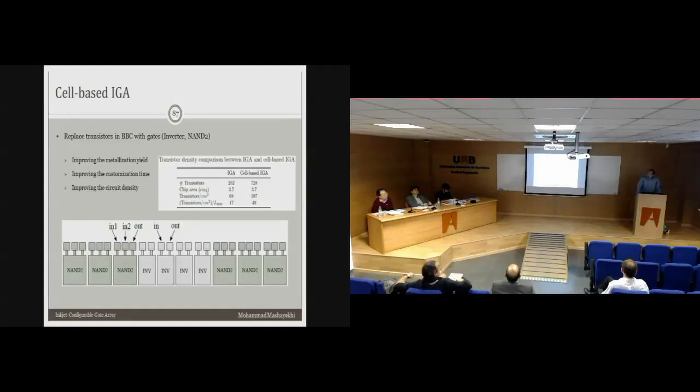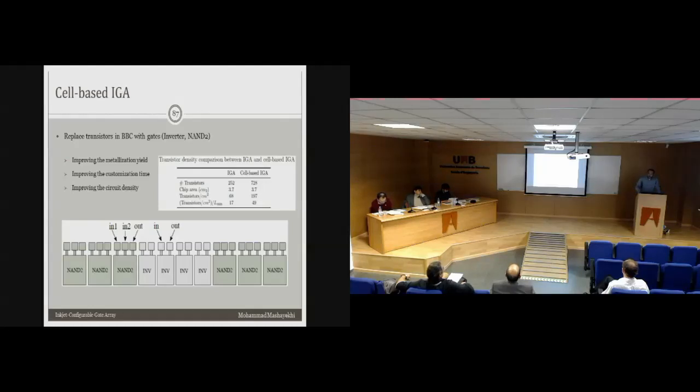Why? Because imagine we are going to have a multiplexer implemented inside the IGA. We need almost 50 drops in transistor-based IGA, whereas in cell-based IGA, we just need to connect 3 NANDs and 1 inverter. So this value is reduced to maybe 5 or 7 drops. When we are printing fewer drops, it means that we are increasing the metallization yield, we are reducing the risk of faults, and the customization time is also improved.